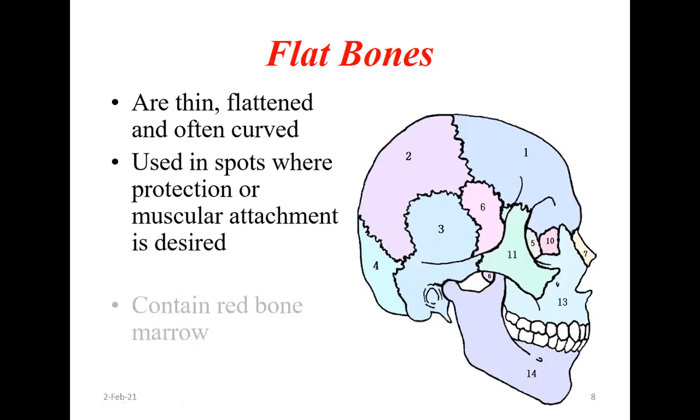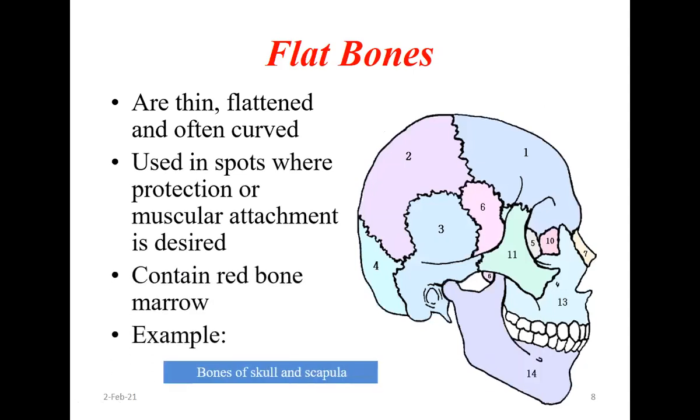Now coming to the third type of bone, this is called as the flat bone. Flat bones are present mainly in the skull. This is the skull made up of flat bones, thin, flattened, and often curved. If you can see here, these bones are curved. So these are called as the flat bones, which are thin, and inside there is a big cavity where the brain is present. So it will be protecting the brain.